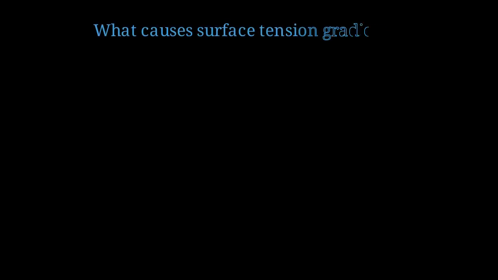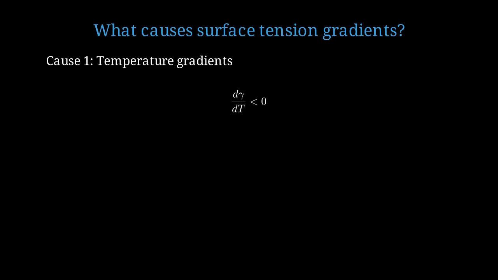Surface tension gradients can be caused by several factors. Let's examine the two most important ones. First, temperature. Surface tension typically decreases with increasing temperature, so a hot spot on a liquid surface will have lower surface tension than a cooler region. Mathematically, d gamma/dT is negative. For water, this derivative is about negative 0.15 millinewtons per meter per Kelvin.